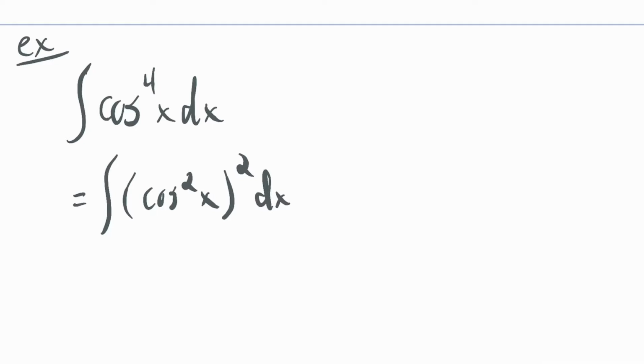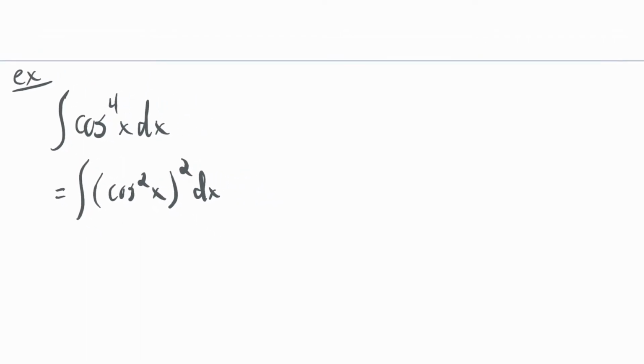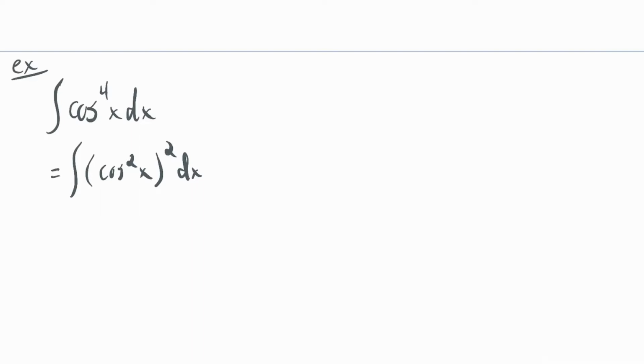Because I have an even power, I'm going to try to do the same trick as before with the doubling formula for cosine. There are actually 3 of them. Previously we used cosine 2x equals 1 minus 2 sine squared x. Now we're going to use another one: cosine 2x equals 2 cosine squared x minus 1.